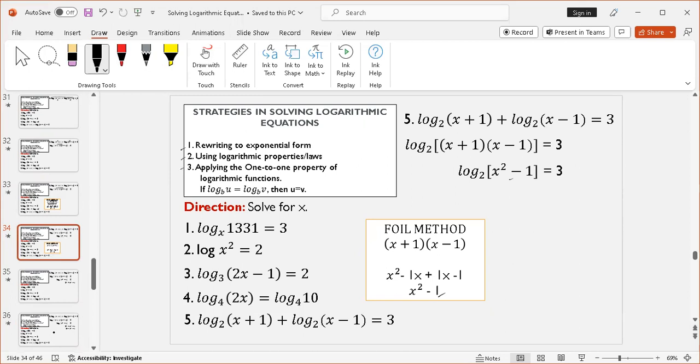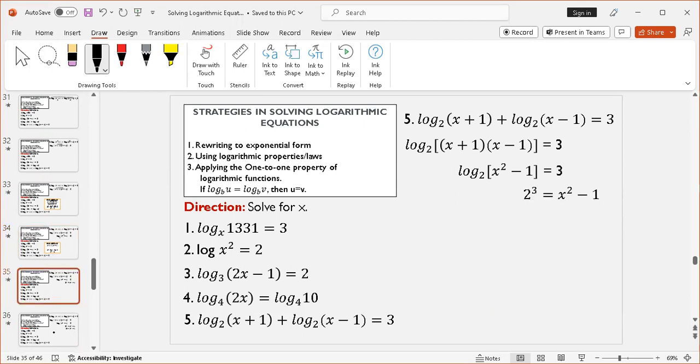Pwede natin gamitan ng strategy number 1. Rewriting this to exponential form. Ito yung base, ito yung x, ito yung y. It will give us 2 raised to x equals x squared minus 1. Alright, mas simple na siya. So, ang gagawin na lang, i-simplify ito. 2 times 2 times 2 is 8 equals x squared minus 1.